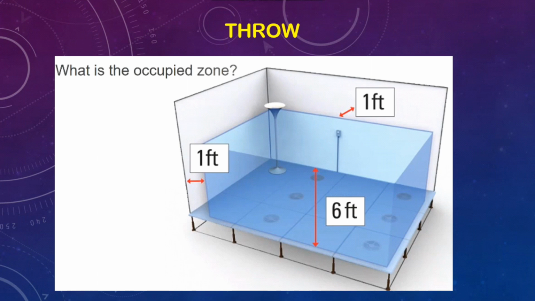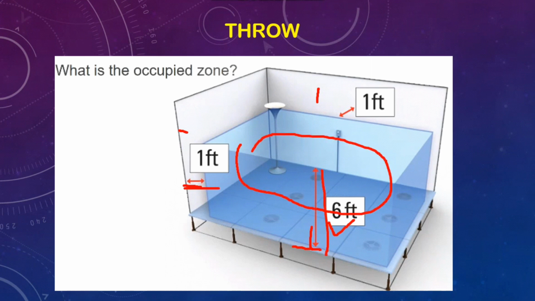So here first we need to know what the occupied zone is. Like you see here, the 6 feet height from the bottom floor level is called the occupied zone, and similarly from the wall, meaning around the 4 sides of the wall, 1 foot inside. So this zone, which is 6 feet height and 1 foot inside, is called the occupied zone. So the air diffuser must not throw the air directly on the occupied zone.